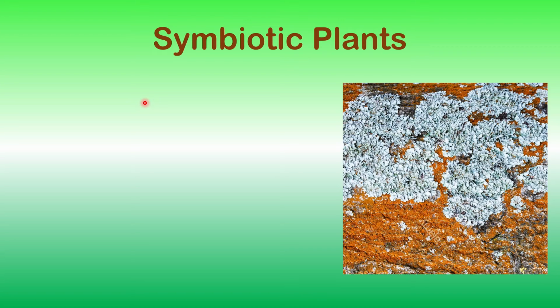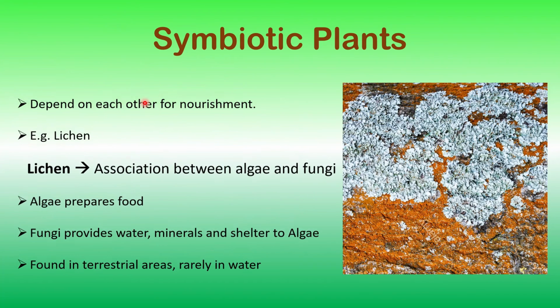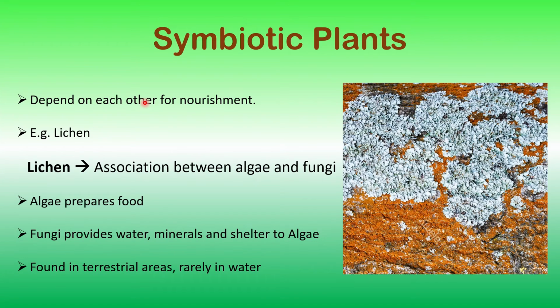So friends, let's continue with the topic. In this, do you see symbiotic plants? Okay, we will learn more about it right now. When each plant depends on the other for nourishment, it's known as a symbiotic relation in plants. We can see a common example in lichen. It is the association between algae and fungi. The algae prepares food while the fungi provides minerals, water and shelter to the algae.